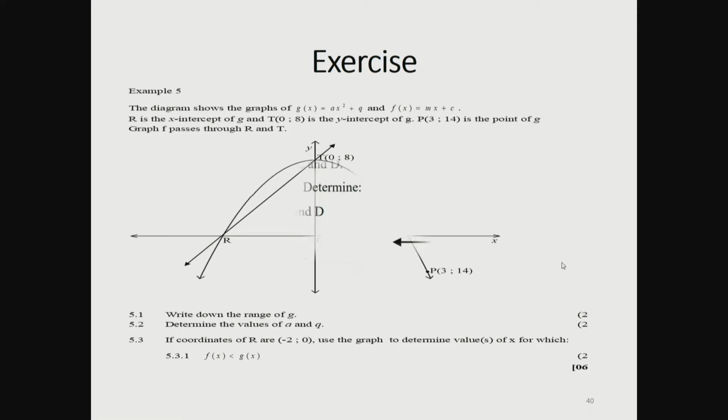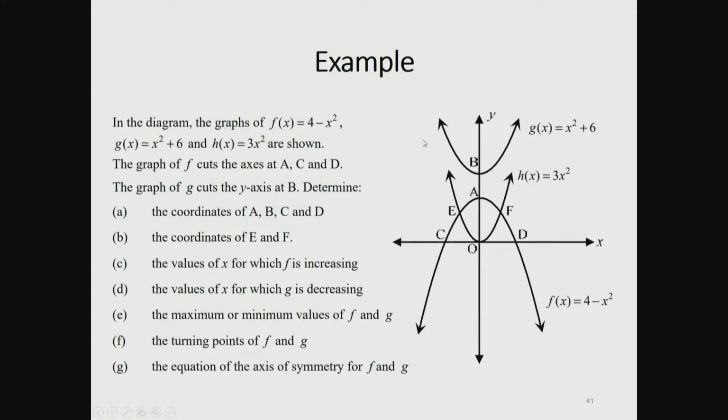Okay, right. Grade 10, I said we also need to know how to interpret. Look at this example here. In the diagram, the graphs of f(x) = 4 minus x squared, g(x) = x squared plus 6, and h(x) = 3x squared are shown. How many graphs do I have? I have 3 graphs. I'm just going to talk about it, and at your own time, please make sure that you do it.